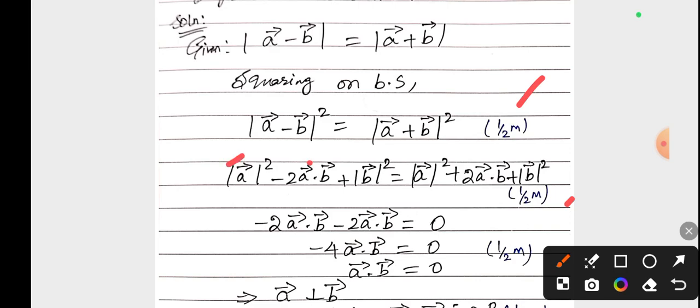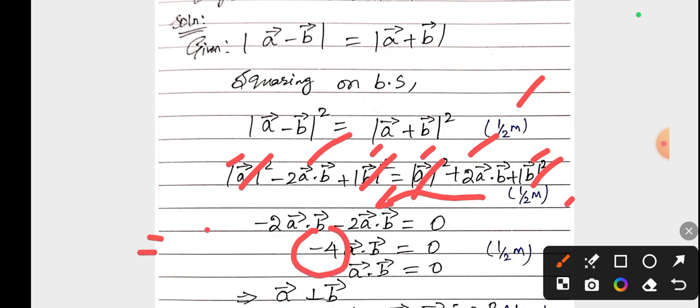Magnitude of a vector square minus 2 a vector dot b vector plus magnitude of b vector square. Same way, magnitude of a plus b whole square is a square plus 2ab plus b square. That way you get the answer. The magnitude of a vector square on both sides is equated and removed, and magnitude of b vector square on the right-hand side is also removed. Minus 2 a dot b plus 2 a dot b comes to this side as minus, so minus 2 minus 2 is negative 4. Minus 4 a vector dot b vector equals 0. The multiplication by minus 4 goes to the other side as division, so 0 by minus 4 is 0.